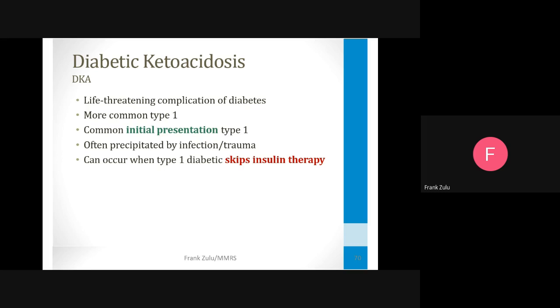Now, this is an emergency. If someone has diabetic ketoacidosis, as a doctor, you even have to stop whatever you are doing just to attend to this patient, because if not attended to, they will die.